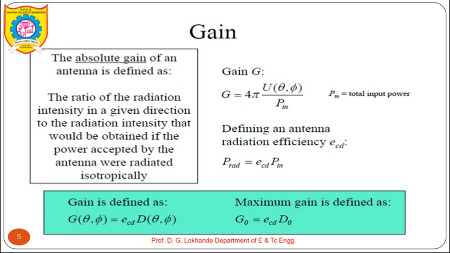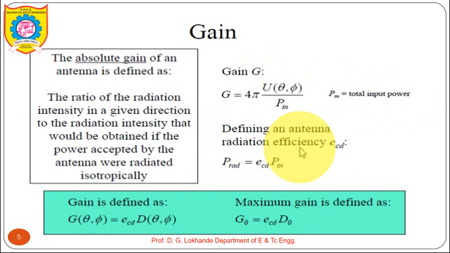Gain is always related to the radiation intensity as well as the power accepted by the antenna, which is radiated in an isotropic manner. So this is the gain equation: G is equal to 4 pi U upon P in, where P in is the total input power.